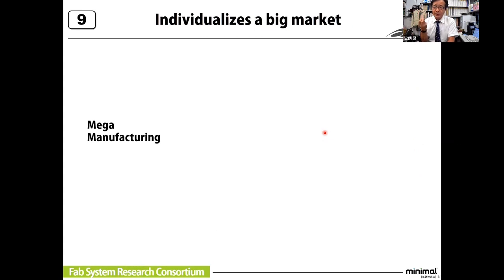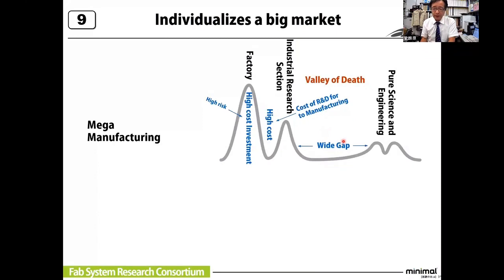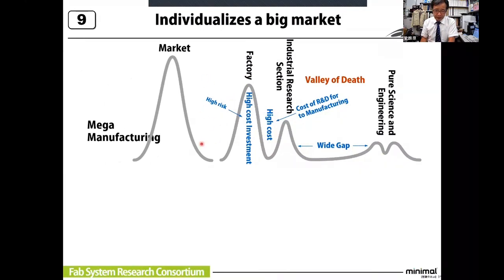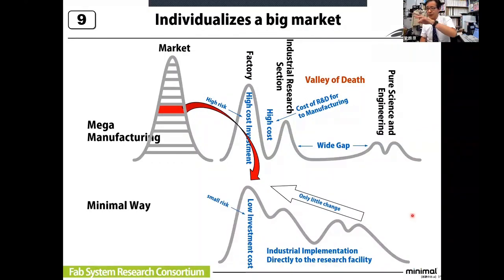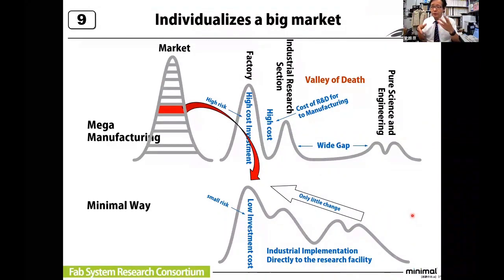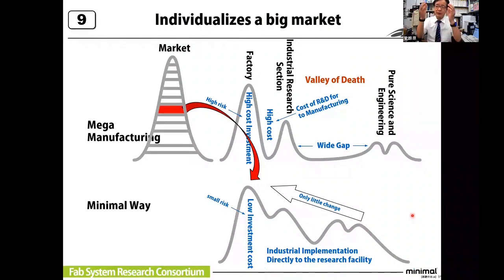I will explain individualizing the big market. For the mega manufacturing system, there are many mountains and valleys from the research section through the industrial research section and a factory. And after the factory, before the market, there is a big valley. But the important thing is that the big market is individualized into many small markets. Therefore, we can retrieve one of the big markets like this and reconstruct small mountains and valleys like this. Since the heights and valleys are very small, we can apply our generated innovation or new findings to the industry very easily compared with the manufacturers. This is the minimal way.